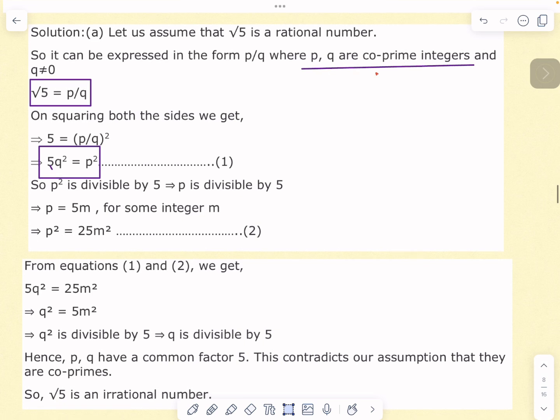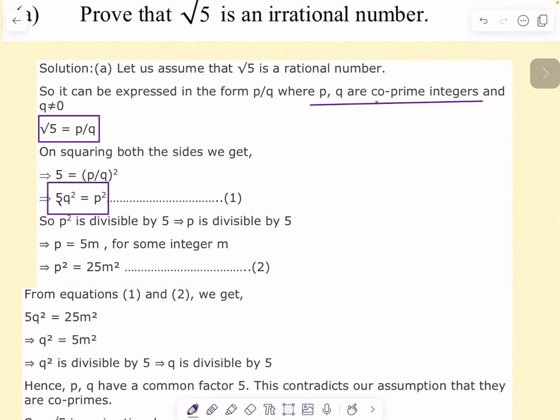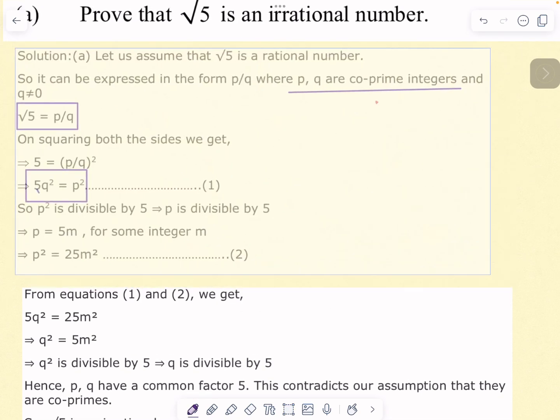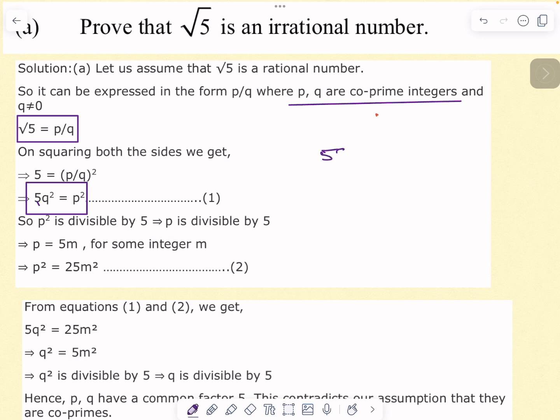So p square is divisible by 5 and p also divisible by 5. If p square is divisible by 5, how are we saying that p square is divisible by 5? So here 5q square is equal to p square, yes or no? Means here p square is divisible by 5. So here 5 into q square, we have written this as a multiple of 5q square. So p square is also divisible by 5, then p also divisible by 5.